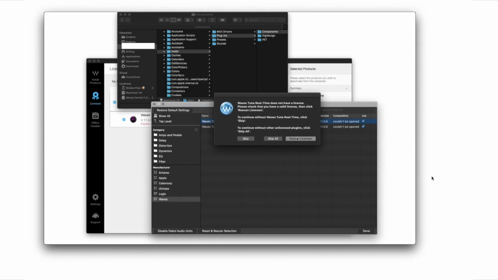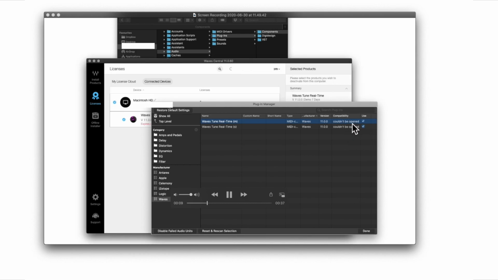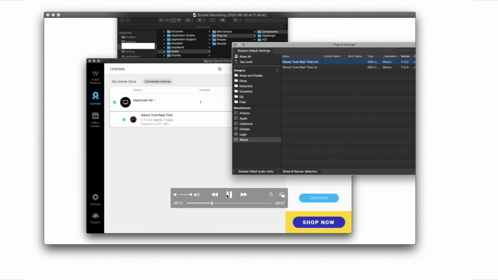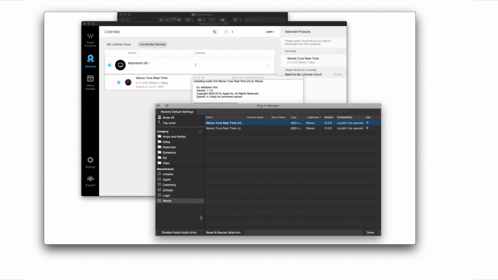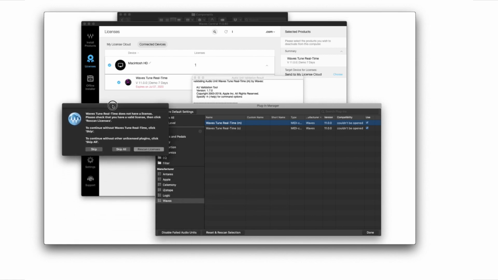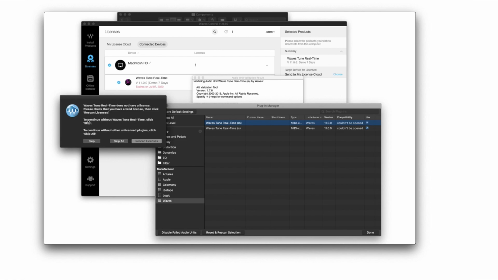And over here you can see it says compatibility. Oh my gosh, I can't talk. Compatibility could not be opened. So this is the screen I had in the Waves Central. The advice was restart your computer. The advice was clear the cache. There were videos on YouTube saying do X, Y, Z. None of those things worked.